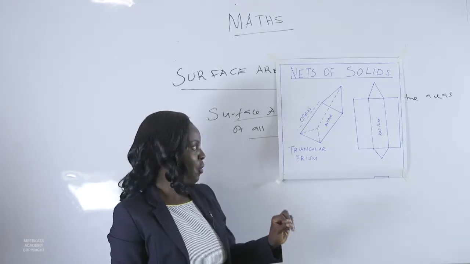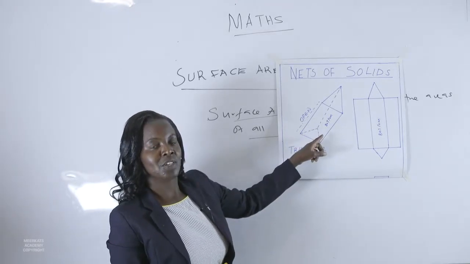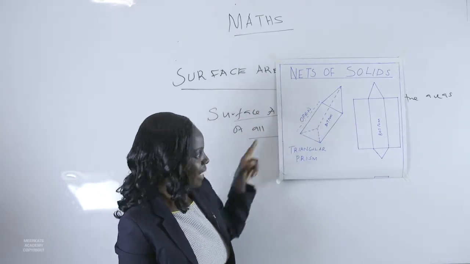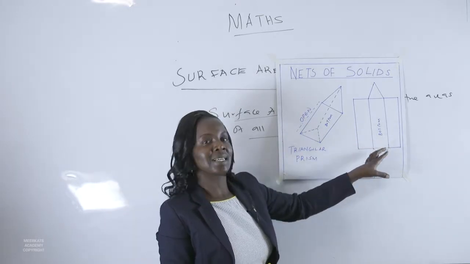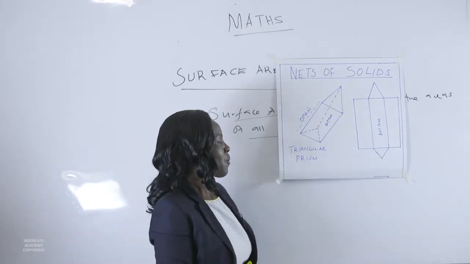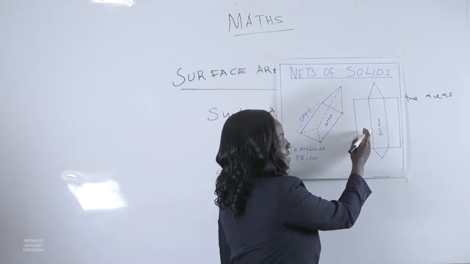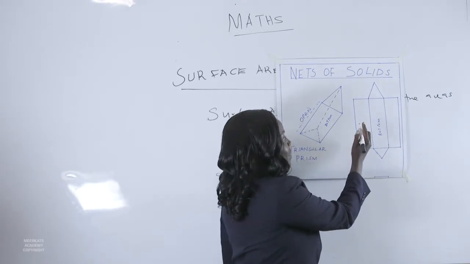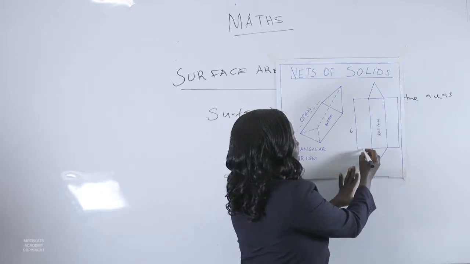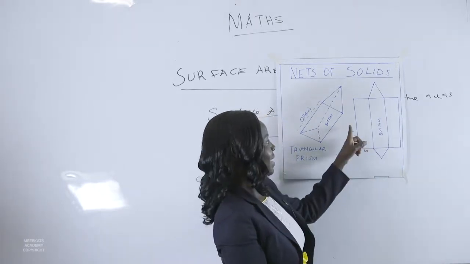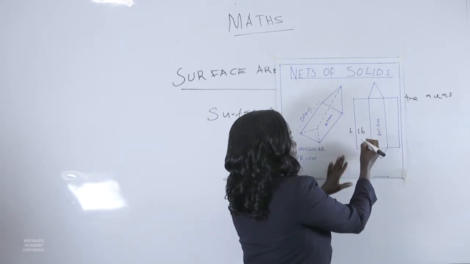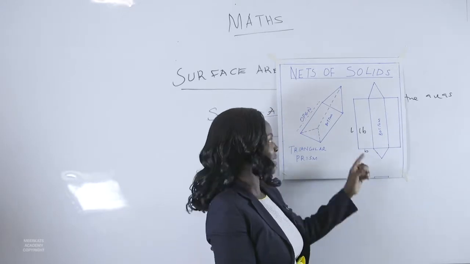The most important thing when you are opening up a prism is to open up correctly and draw the net correctly so that you can get the right surface area. When you open up this way, you will find that this is a rectangle. A rectangle has a length. It also has a base. So if you calculate the area of this rectangle, you will get L times B. That is the area of the rectangle.